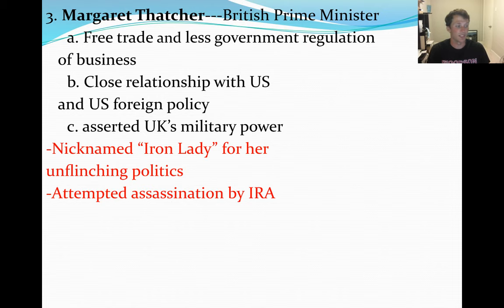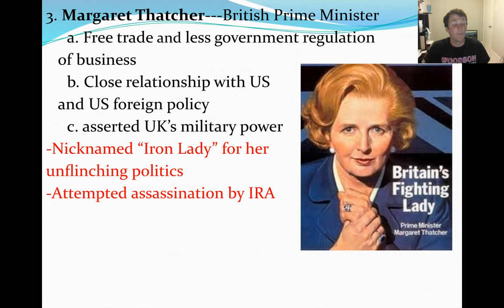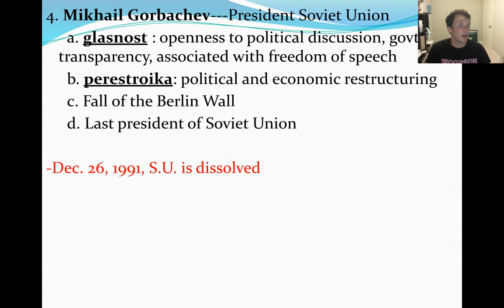as it's written here, for her unflinching politics, right? There is an attempted assassination by the Irish Republican Army from Northern Ireland as a result of her policies in Ireland. It's not going to be successful, right? You also have the Falklands War, which we didn't necessarily talk about, but you can look up if you are really interested. There's a bit of a fight and a conflict between the British and Argentina.